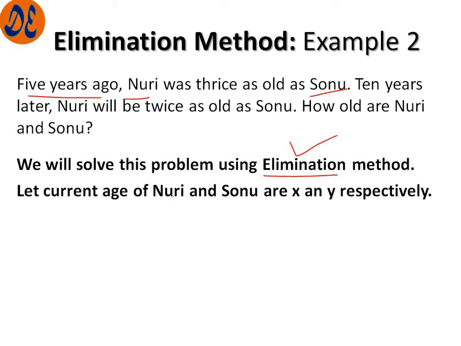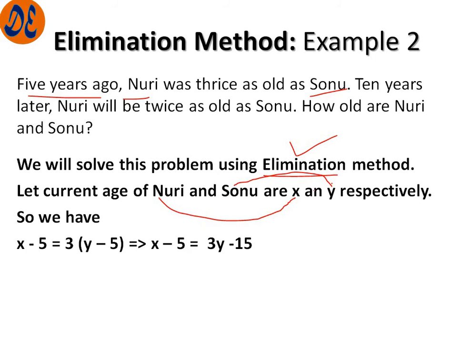the equations. Let the current age of Nuri be x and the current age of Sonu be y. So 5 years ago, Nuri's age was x minus 5 and Sonu's age was y minus 5. The question says that 5 years ago Nuri was thrice as old as Sonu. Now if we multiply Sonu's age by 3, we are equating both, that is, Nuri's age is thrice the age of Sonu 5 years ago.